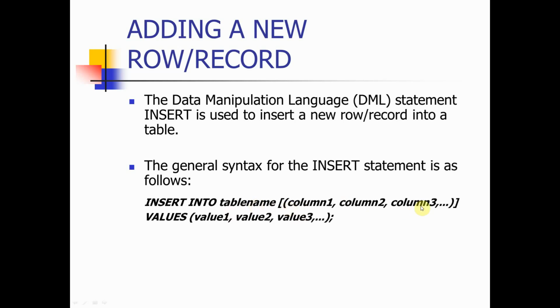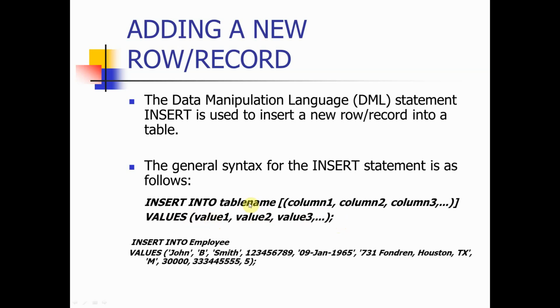Then there is an optional part, providing the column names one by one. If you already know the order of the table's columns, then you don't need to provide them. Then the reserved word values, indicating that I want to start inputting the values for each attribute. So now try to catch it. You will have an open parenthesis, a close parenthesis, and a semicolon to indicate the end of one insert operation. Inside the parentheses, you provide all the column values one by one.